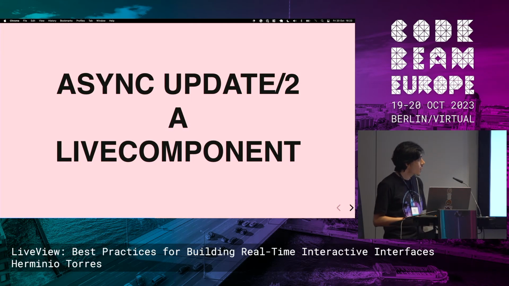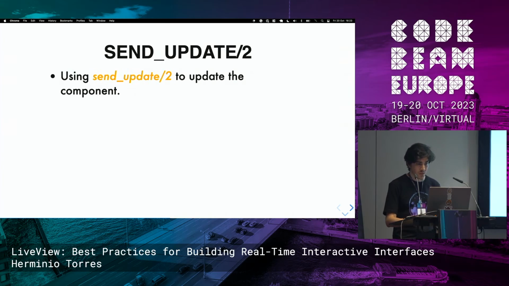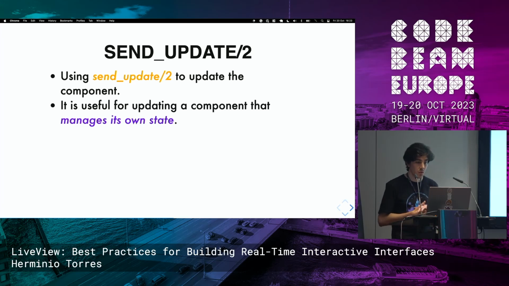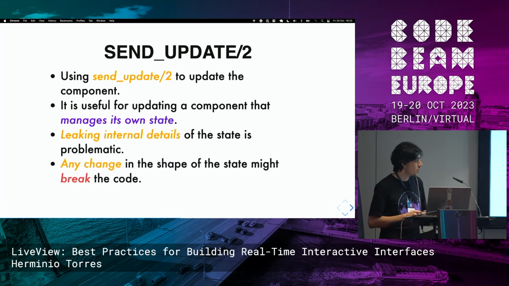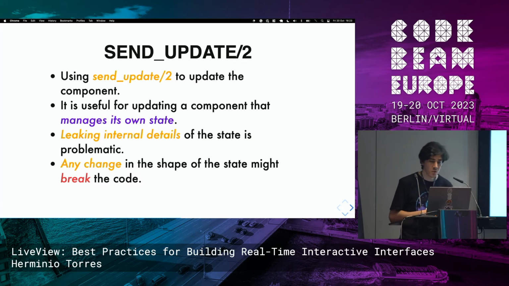The third topic is about async updates for the live components. So using send_update to update live components is useful for updating components that manage their own state. And it's important to keep it inside your components to manage their own state, to avoid leaking some details outside your components. It's very problematic, and any change in the shape of that data, that state, might break your code.